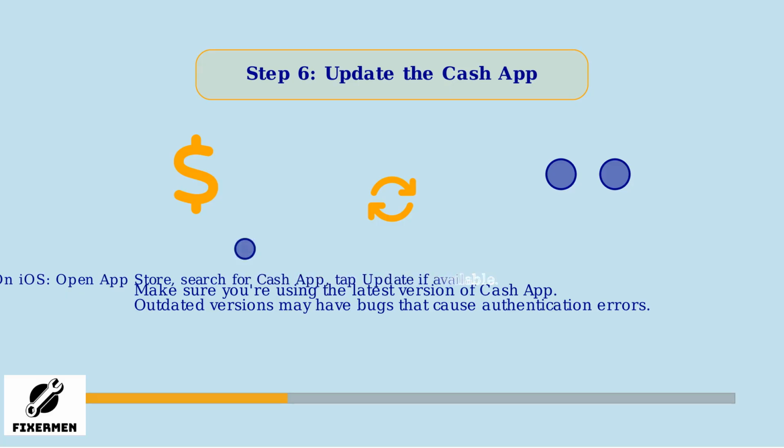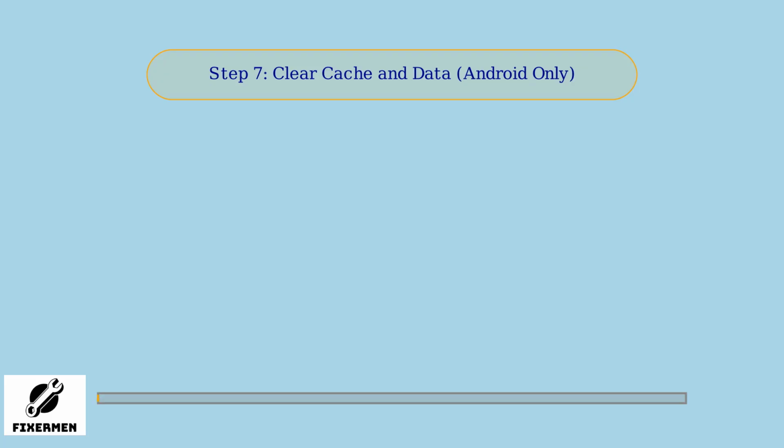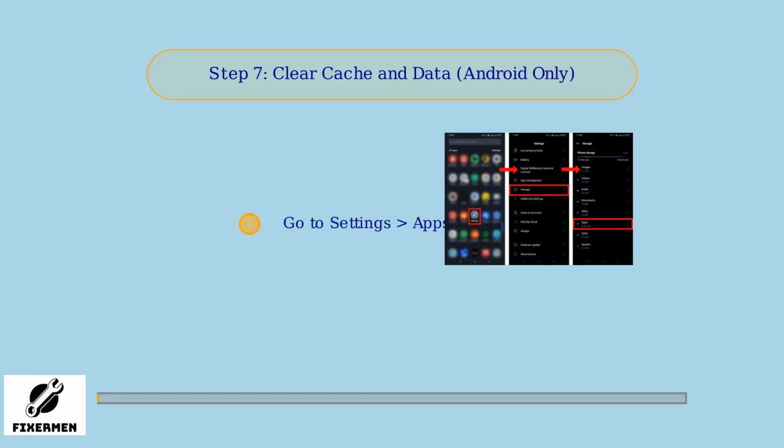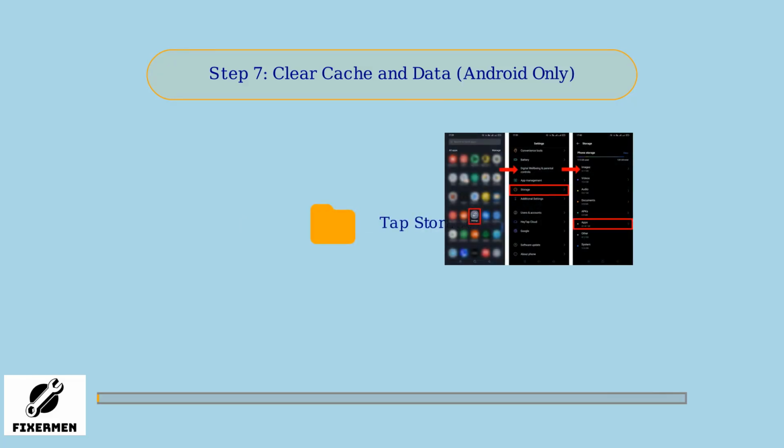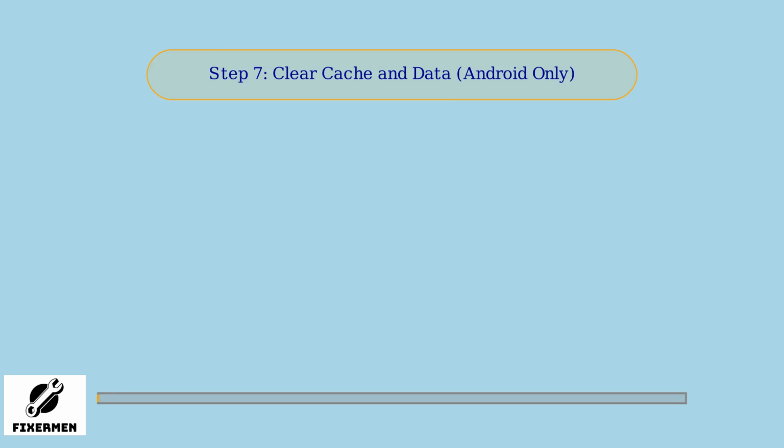On iOS, search for Cash App in the App Store and tap Update if a new version is available. On Android, go to My Apps and Games in the Play Store and update Cash App. For Android devices, start by opening your Settings app and navigating to Apps. Find Cash App in the list and tap on it. In the Cash App settings, select Storage to view app data options. On the storage screen, tap Clear Cache to remove temporary data that may be causing the error.